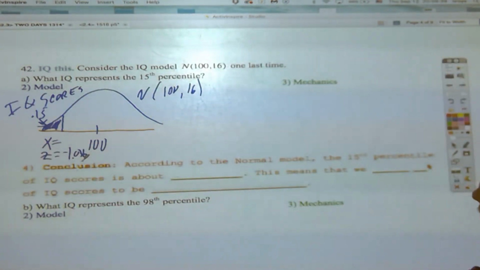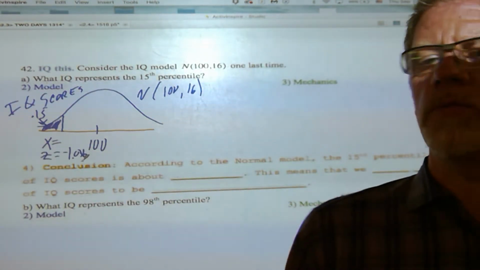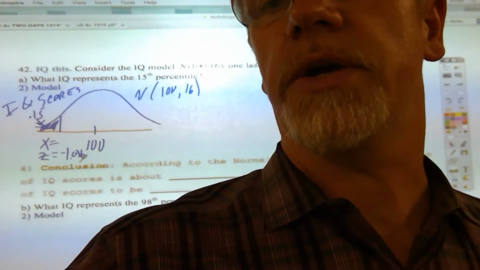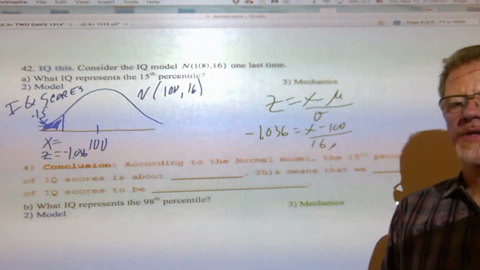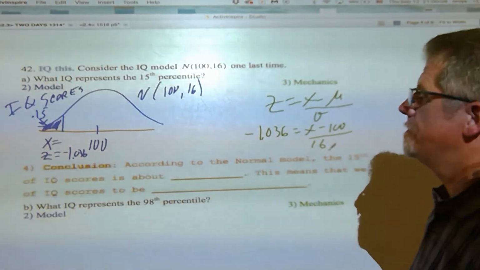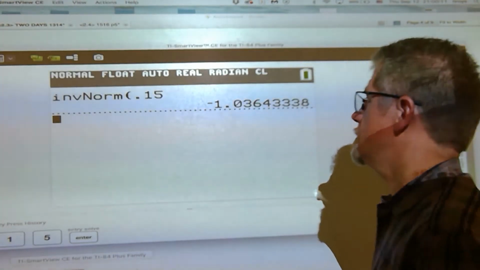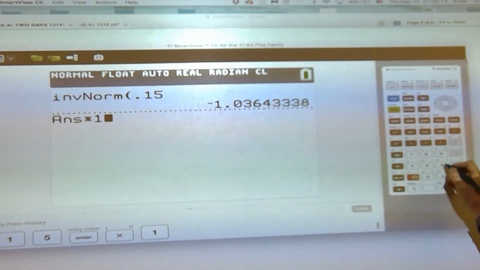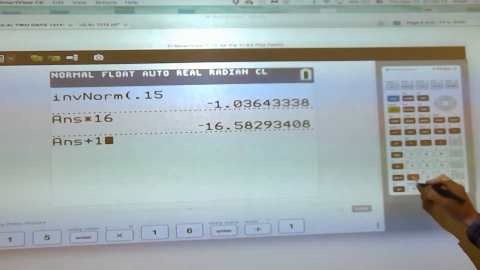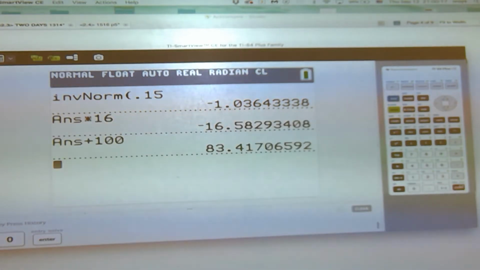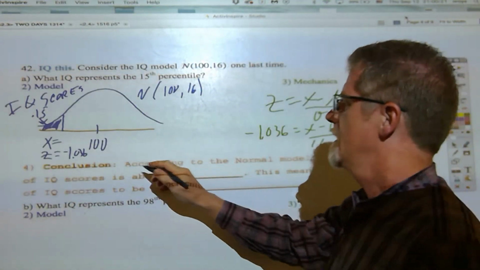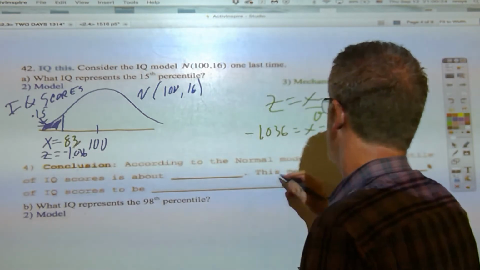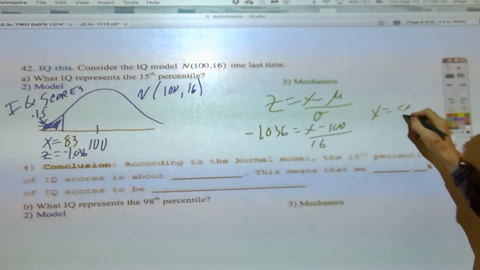And then go ahead and pause the camera while we find mechanics. I'll do it, then we'll talk through it. So here we go. Once again, we're going to multiply by 16 and add 100. And the calculator does that pretty quickly. Times 16, enter. Plus 100, enter. We're at an IQ score of 83. So I guess that wraps it up. X is 83. You solve for X.